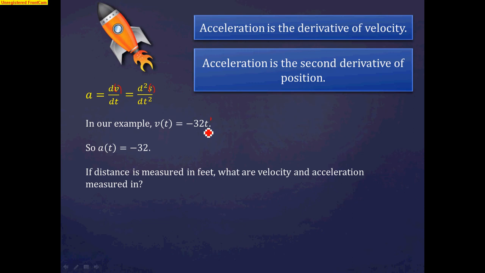If distance is measured in feet, what are the velocity and acceleration measured in? Now, I already gave you a hint on the graph that I had before. If velocity is the slope of the position graph, then the slope is change in y over change in x. It's just that my y value is feet, position, and my x value is seconds.